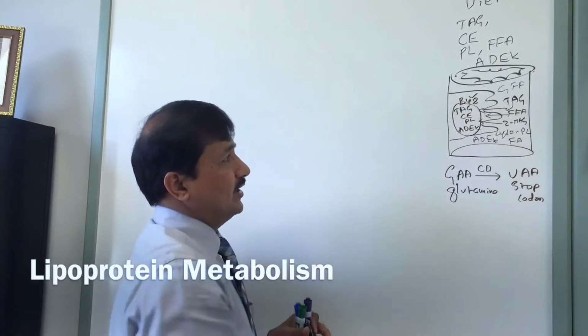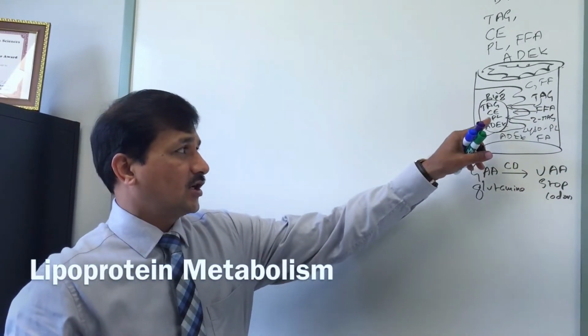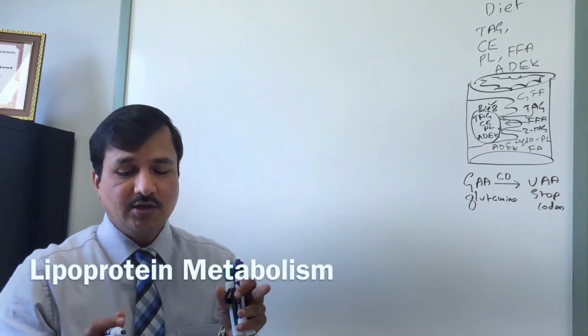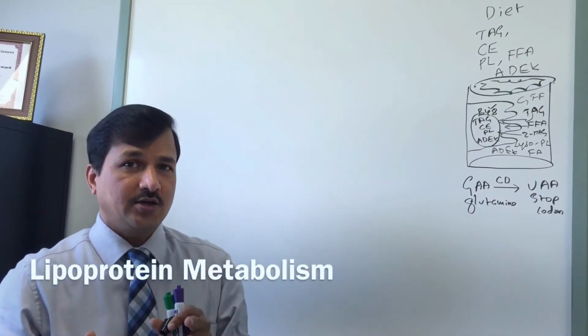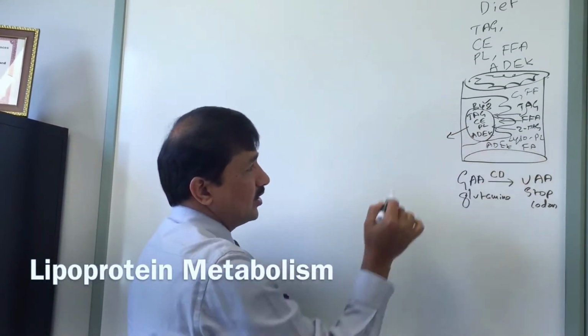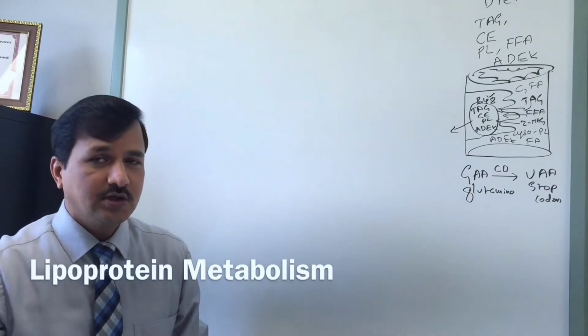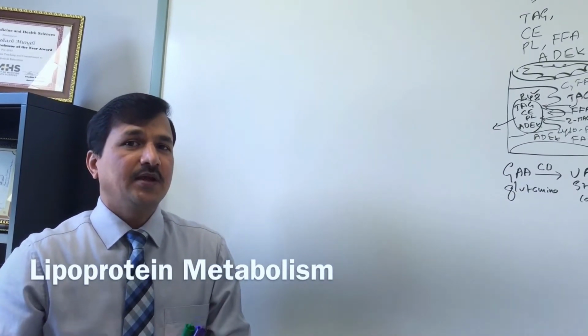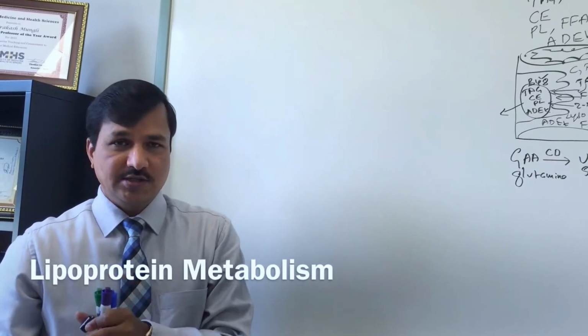So ApoB48, after taking triacylglycerol, cholesterol ester, phospholipid and vitamins A, D, E, K, this molecule we call a chylomicron. And this chylomicron is a large molecule, so it cannot be secreted directly into the blood vessel. So initially it is secreted into the lymphatics, then it finds its way into the bloodstream.